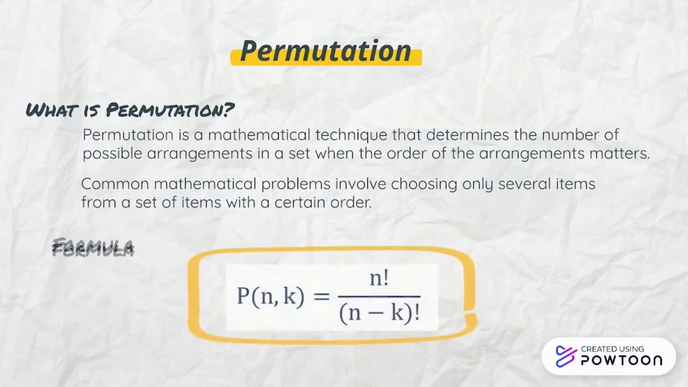Now let's take a look at the formula. In this case, M represents the total number of elements in a set, K represents the number of selected elements arranged in a specific order, and the exclamation mark represents the factorial.